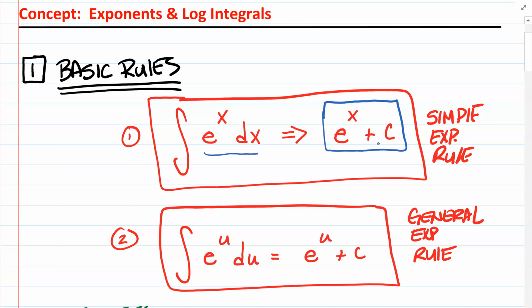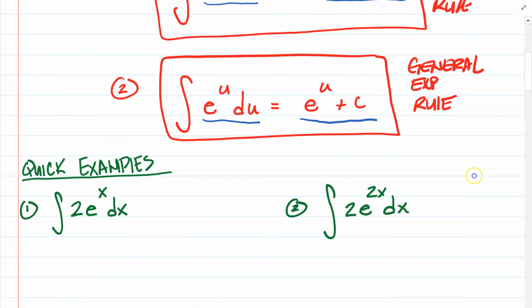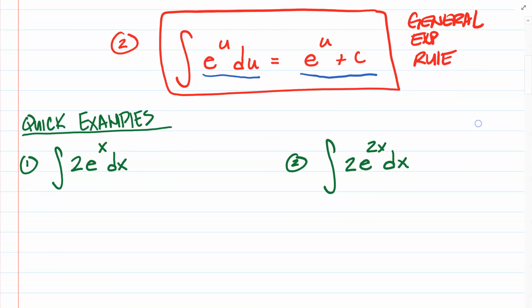That's the reason why. And similarly, the general exponent rule: the integral of e to the u du is nothing more than e to the u plus c. So this stuff is really easy when you get down to it. Let me show you a couple of examples here of how this works.